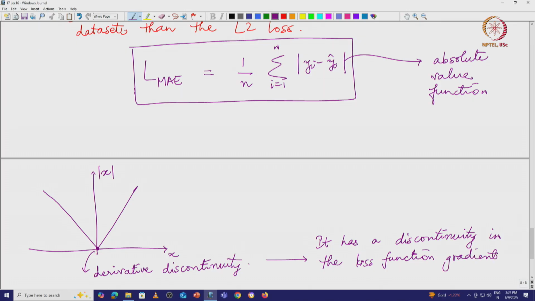So, although it is more robust to the presence of outliers, so it will not blow up the loss function in case you have a point that is too far, it has its own share of deficiencies, right. So, that brings me to the end of this particular lecture.